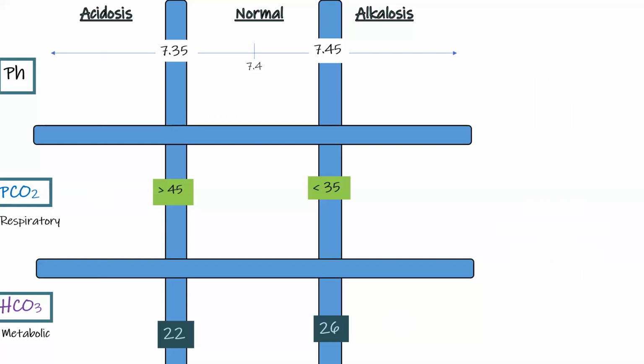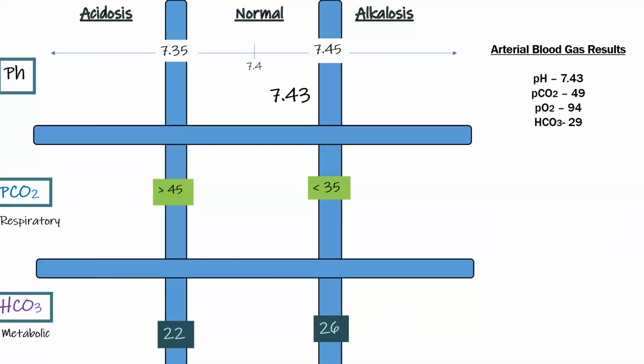Here's another one for you. We have a pH of 7.43. I'm going to put that up in my normal column, but it's leaning slightly to the right near my alkalotic column. My carbon dioxide is 49, indicating a state of acidosis, and the bicarb is 29, leaning towards my alkalosis column.